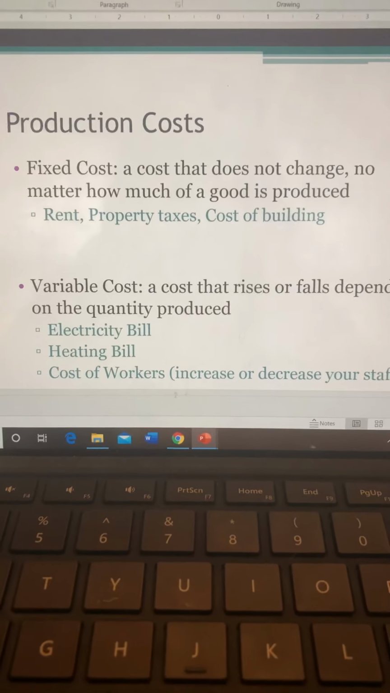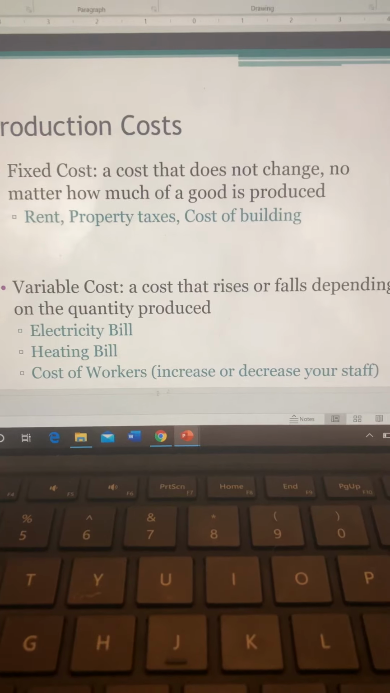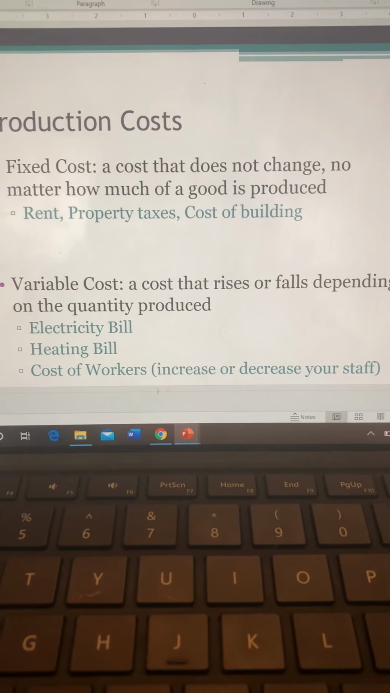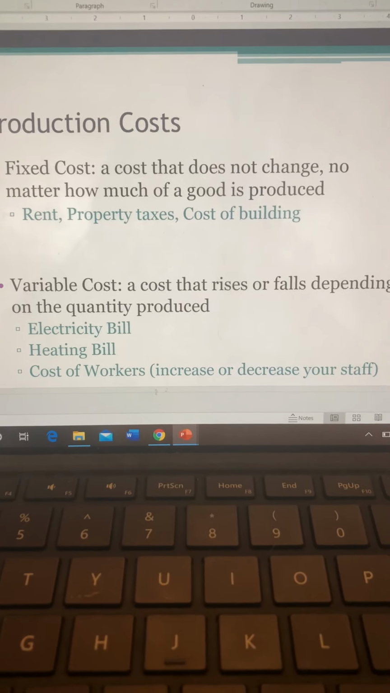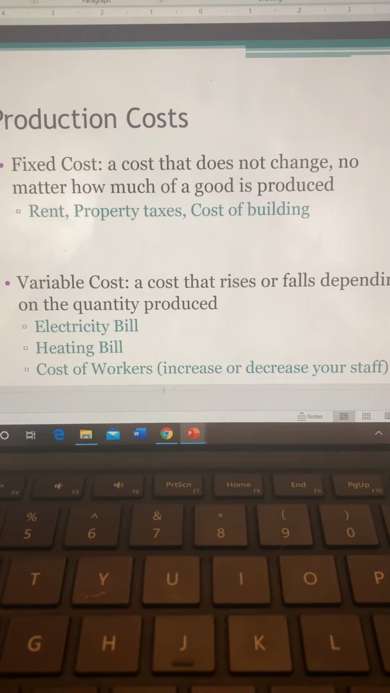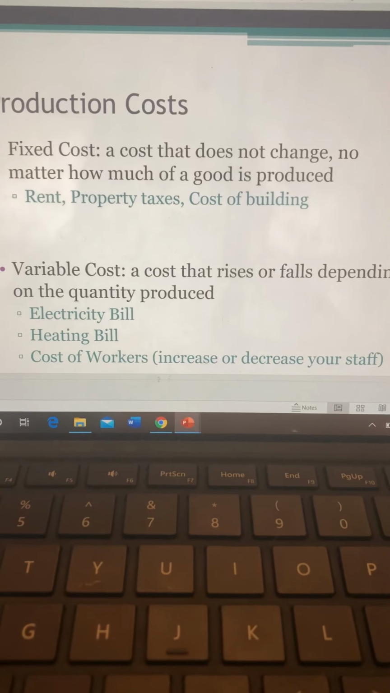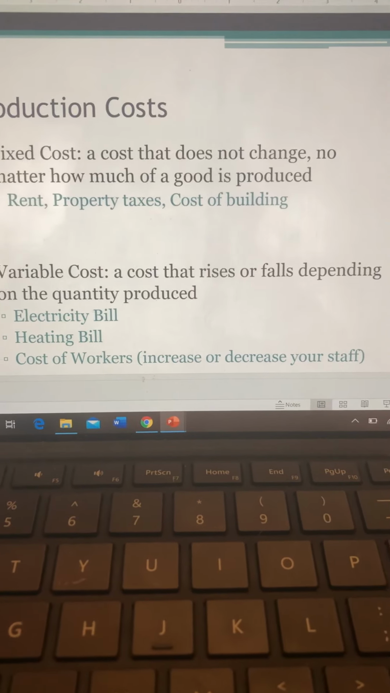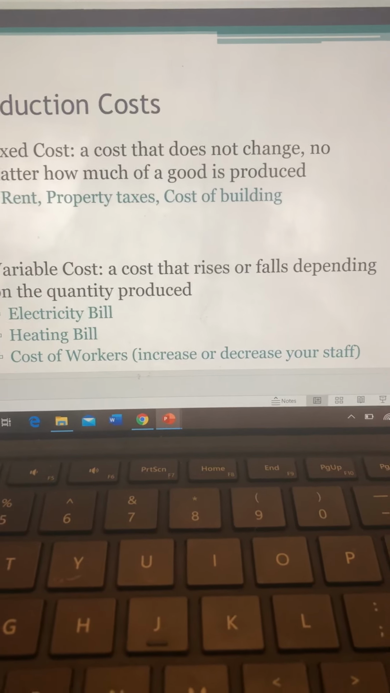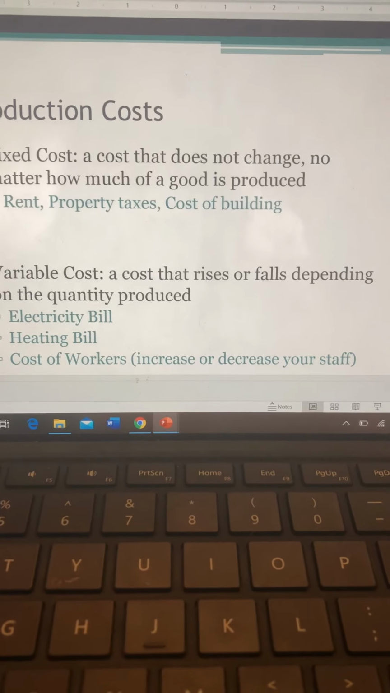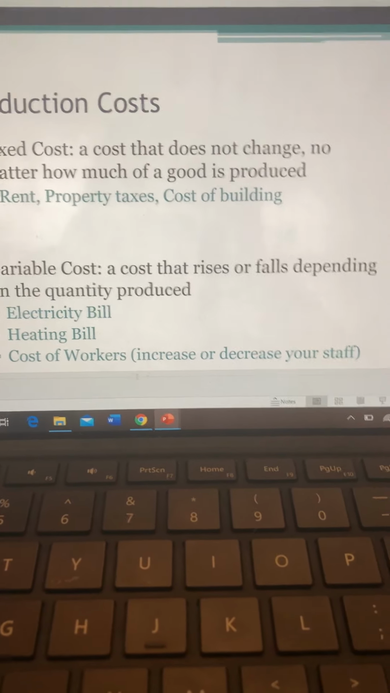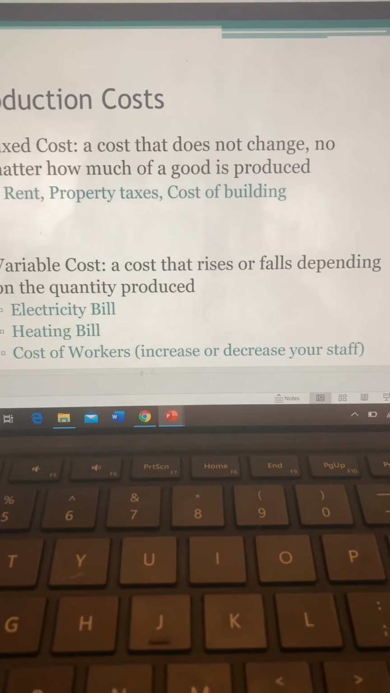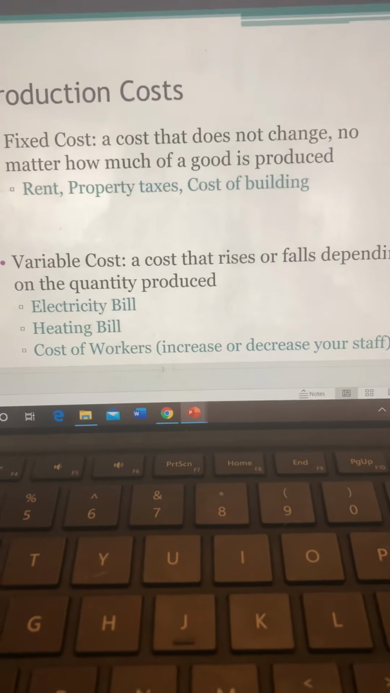A variable cost is something that could rise or fall depending on the quantity produced. So your electricity bill could be much higher in the summer when you're running all your air conditioners. Your heating bill is obviously much higher in the winter, and non-existent in the summer months. So they vary, and that's a variable cost. Workers too: say you're a seasonal company, you hire more workers around the holidays, then you let them go in January, February. So your payroll could also be a variable cost.